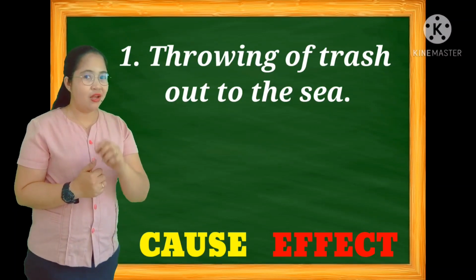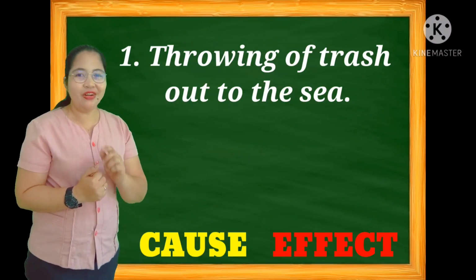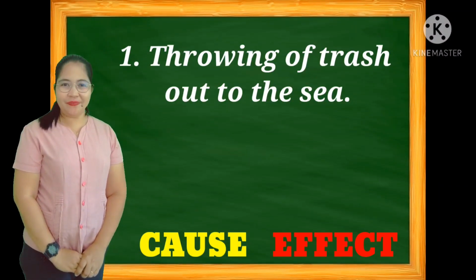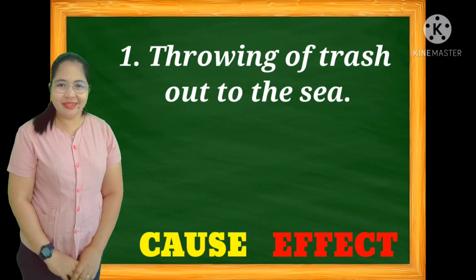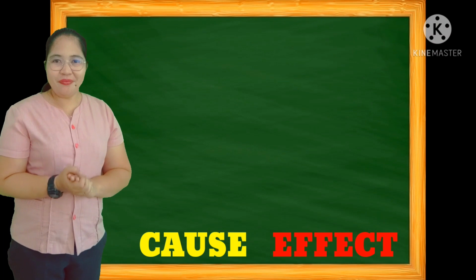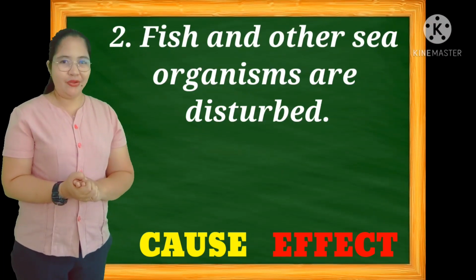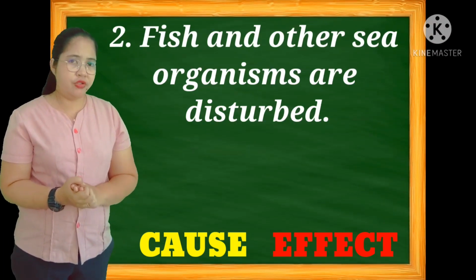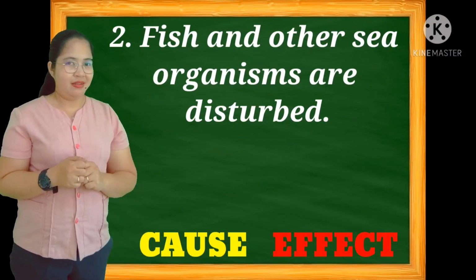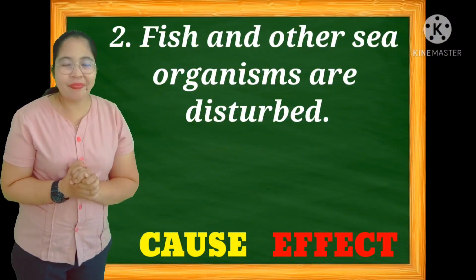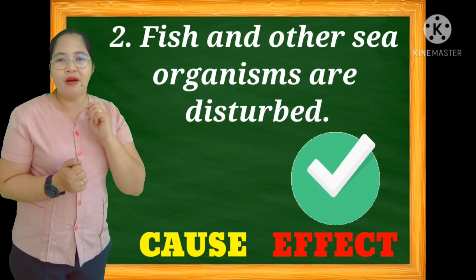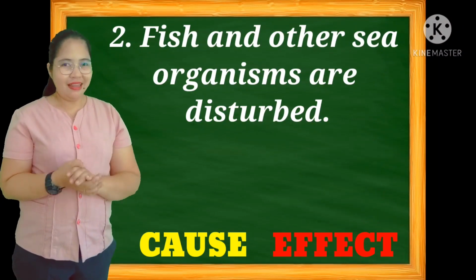It is a cause or effect. Write your answer on your paper. So, what is your answer? The answer is cause. Very good. Next, number 2. Fish and other sea organisms are disturbed. It is a cause or effect. So, what is the answer? The answer is effect. You may check your own, but remember, be honest.